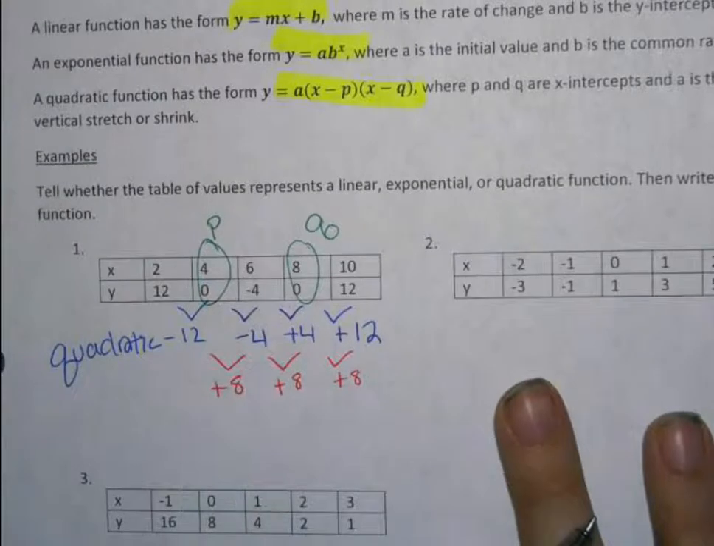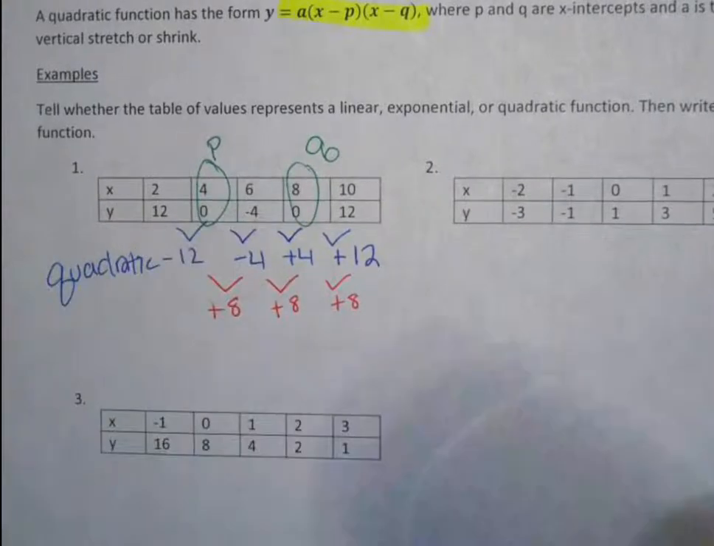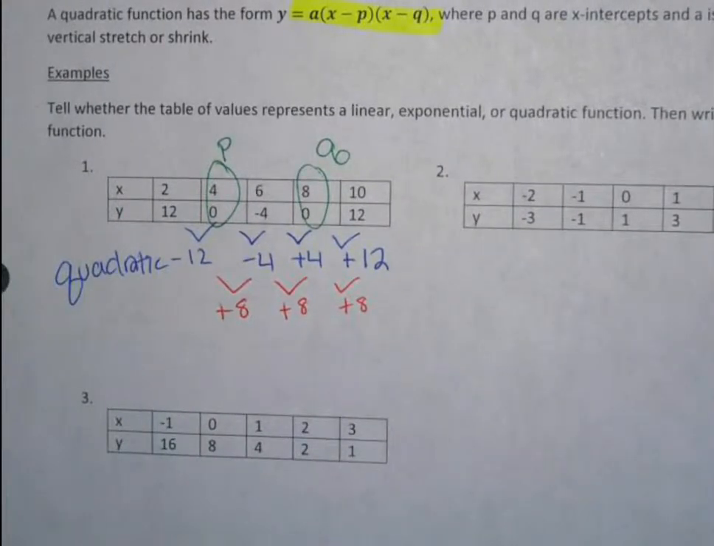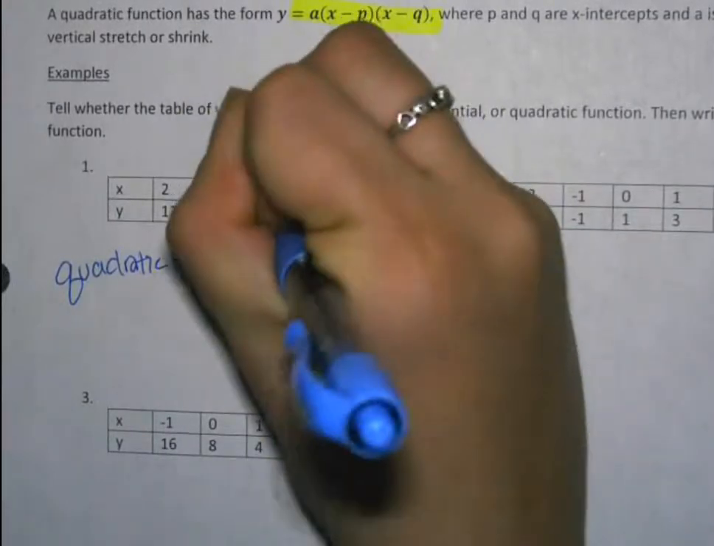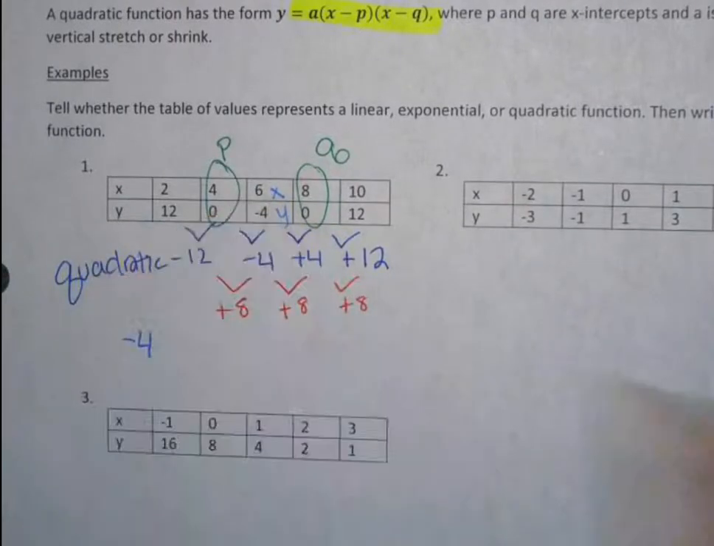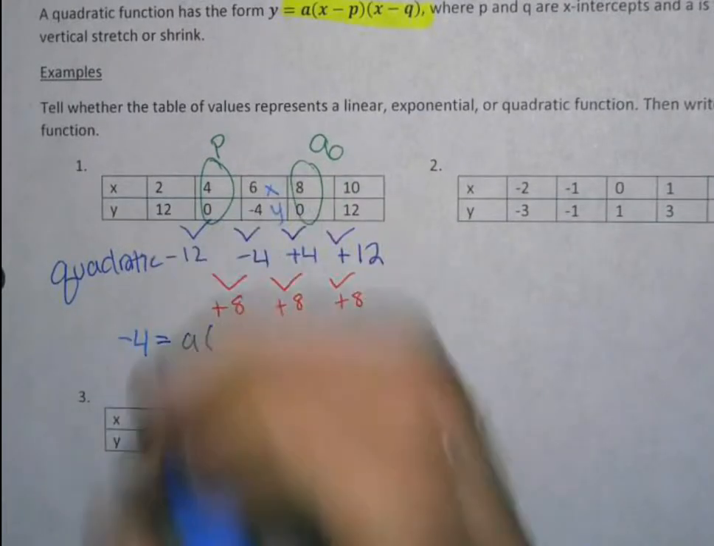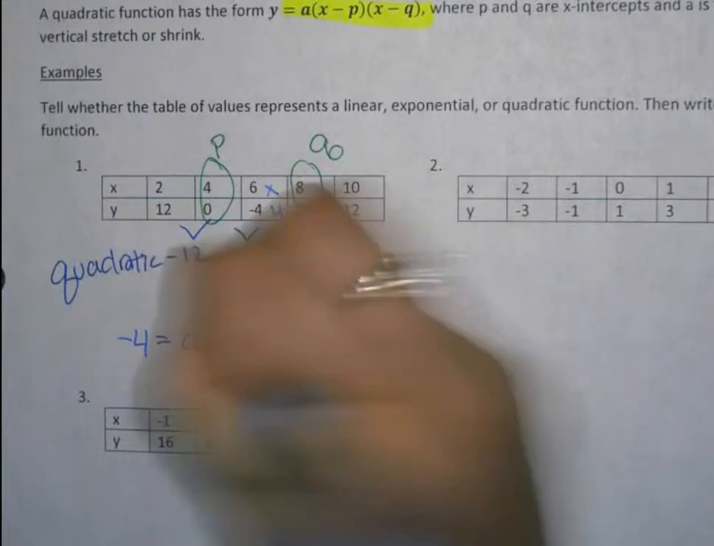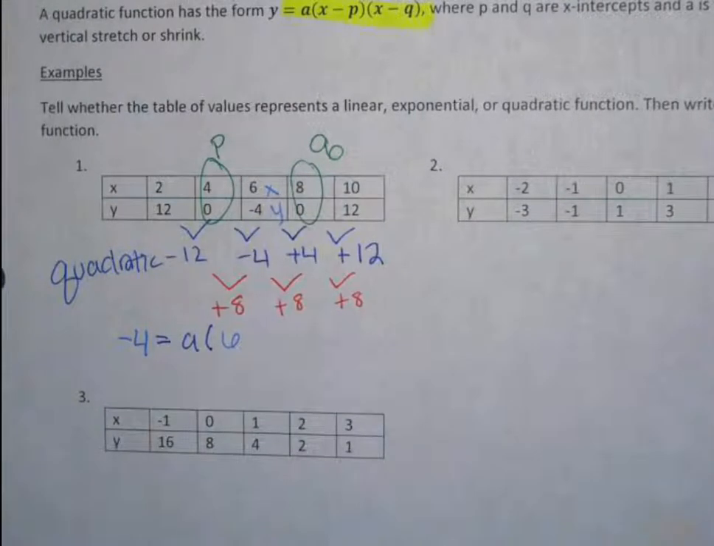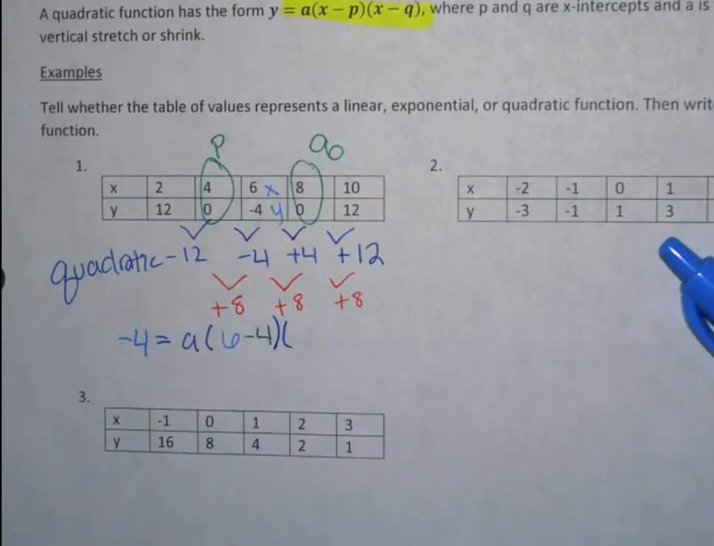So I'm going to plug that in, and then also what I want to do when I'm plugging this in is I want to find an x and y value to plug in for x and y. So I'm going to plug in 6 for x and negative 4 for y. It doesn't matter which ones I plug in as long as it's not the ones with the zeros. So I'm going to have negative 4 equals a, because I don't know what a is. And then I'm going to plug in 6 for x, minus 4, and then in my other set of parentheses, I'm going to have 6 minus 8.